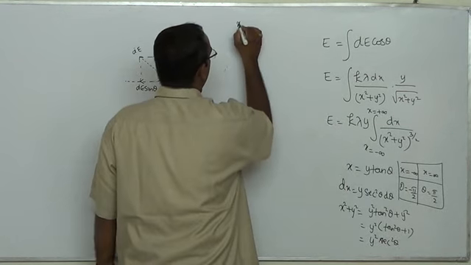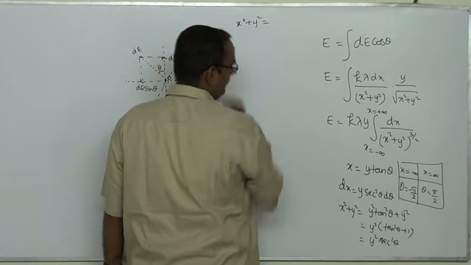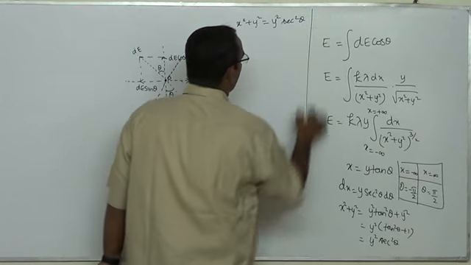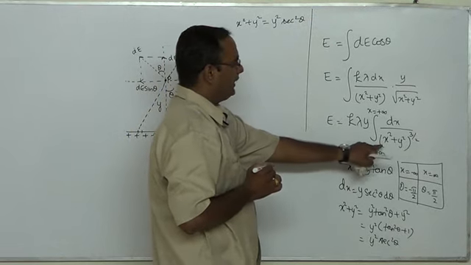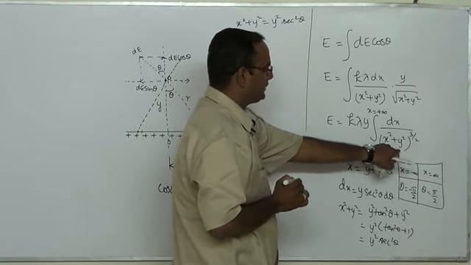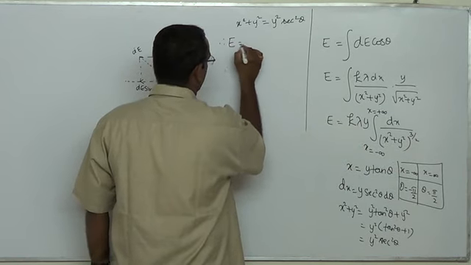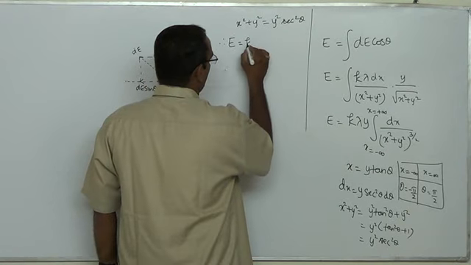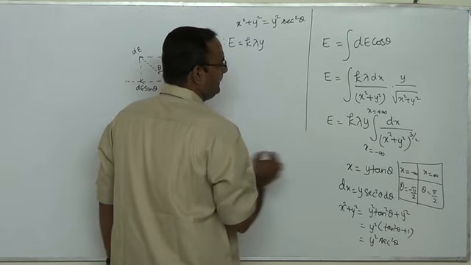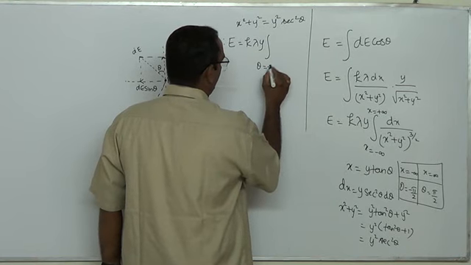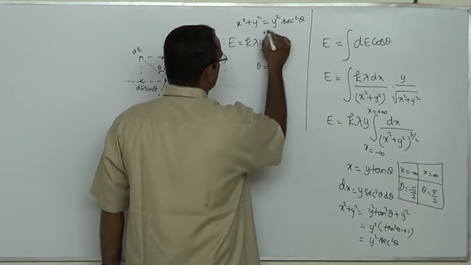And hence x square plus y square will be equal to y square into secant square theta. Now we have to substitute in this expression x square plus y square and dx and all the limits. Therefore E is equal to k, a constant, lambda into y into integral. What is the limit? The limit is theta from minus pi by 2 to plus pi by 2.